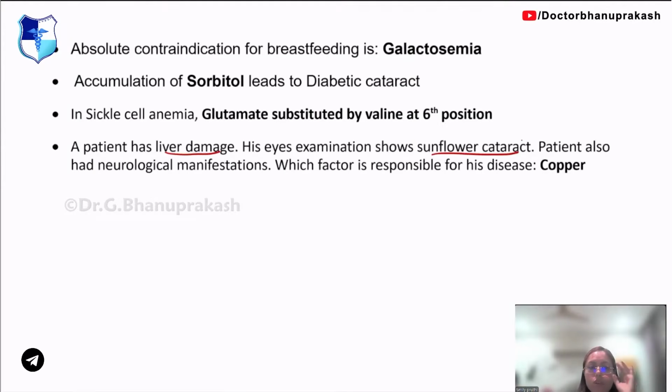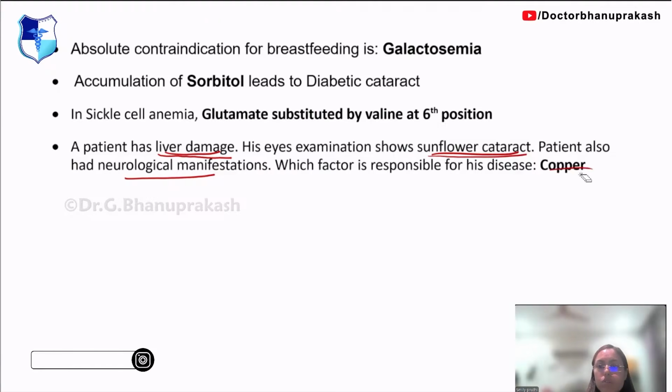What is the diagnosis? See, whenever a big clinical question is given, you have to pick your pointers. See, liver damage, sunflower cataract. These two words are enough for your diagnosis. It is Wilson disease, na? Patient has neurological manifestations. So which factor is responsible for the disease? Copper.